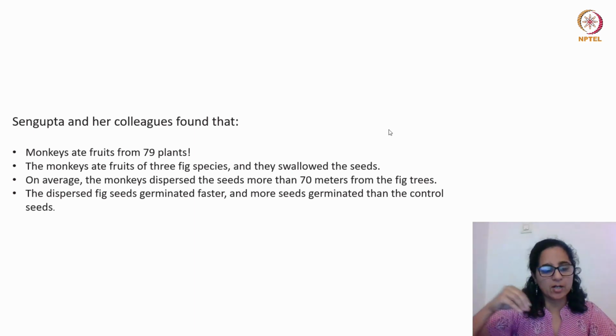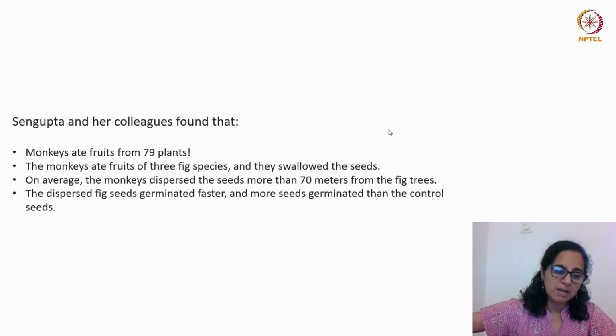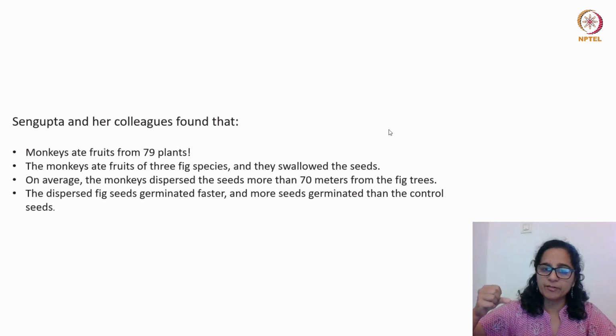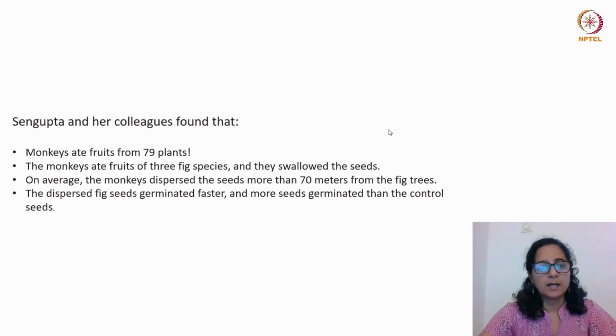So monkeys did not sit on the fig tree and eat it and drop the fruit. They were traveling, plucking fig fruit, traveling a little bit further, and dispersing these seeds. How do they disperse the seeds? If they're swallowing the seeds, they go through the monkey's gut and the poop has a lot of seeds, right?